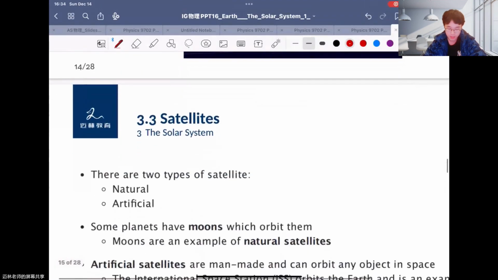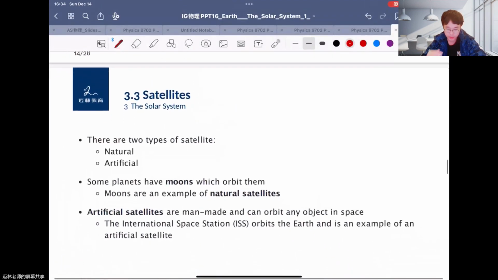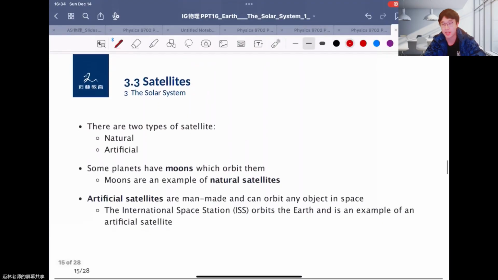Here I'll introduce something about satellites. Satellites can be divided into two types: one is natural and one is artificial. For natural satellites, we can say the Moon. The Moon is a natural satellite of the Earth. Also, there are some satellites around Saturn.